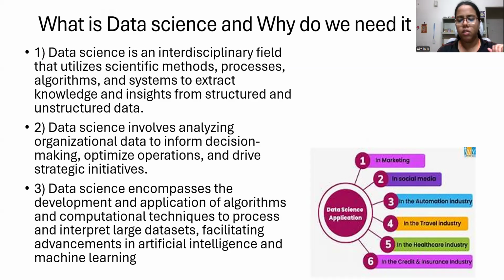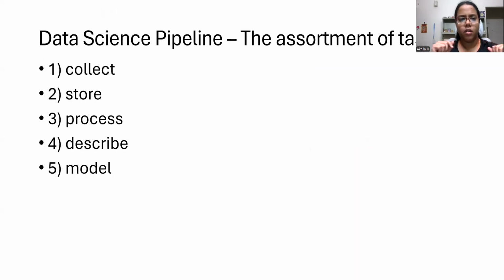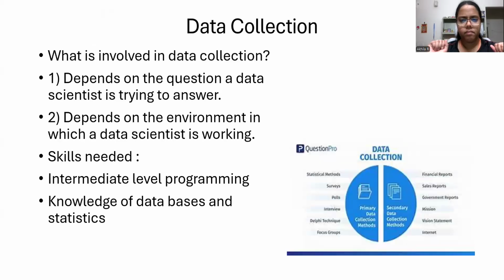So, let's now look into what the tasks involved in the data science pipeline are. It starts from collecting data, followed by storing it, processing, describing, and modeling it. Now, when it comes to data collection, there are two things one has to keep in mind. It depends on the question a data scientist is trying to answer and also the environment in which he or she is working. Why did I say this?